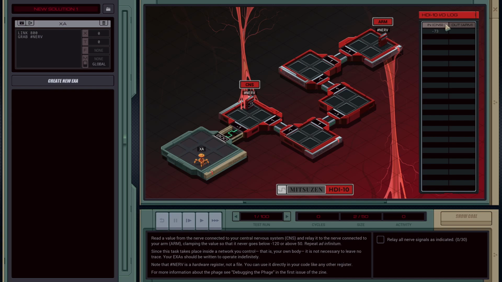What is this? HDI-10. How do I read from these things? Let me look up in the manual if it says anything about this. Because they said something like, note that a pound nerve is a hardware register, not a file. You can use it directly in your code like any other register.